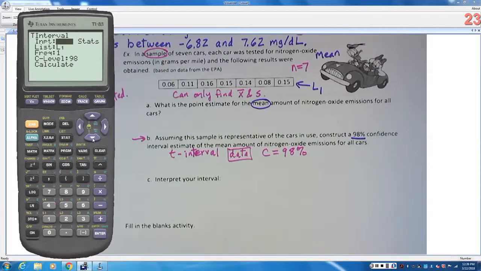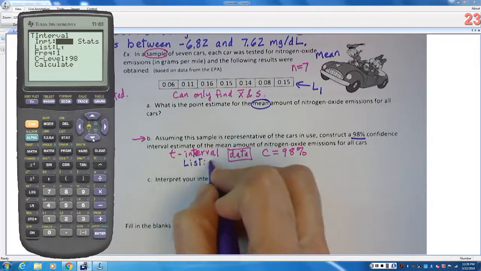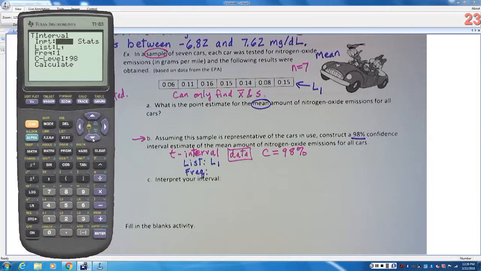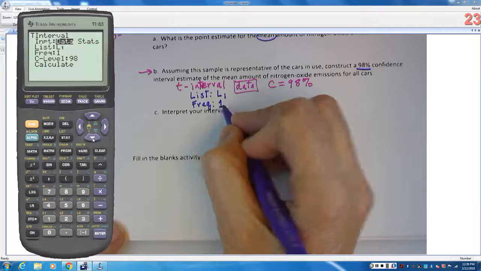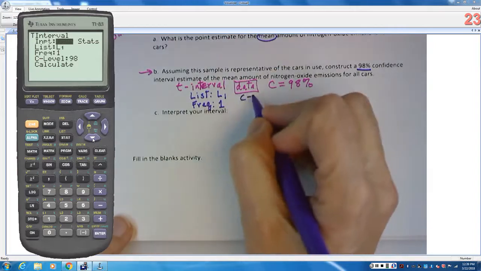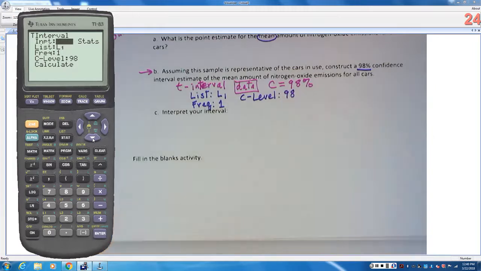So let me write this down. You need data, and then it asks for a list. I just always use list 1, but you can press second, whatever list you use. Frequency. I'm not going to give you a frequency distribution like chapter 3, so you always leave it at 1, or I don't know if you guys that have that stat wizard, if it leaves it blank on that. Does anybody have the stat wizard on this? Okay, and then you put your C level, and you can either write 0.98 or 98, and then calculate.